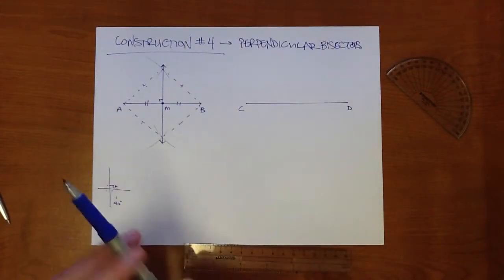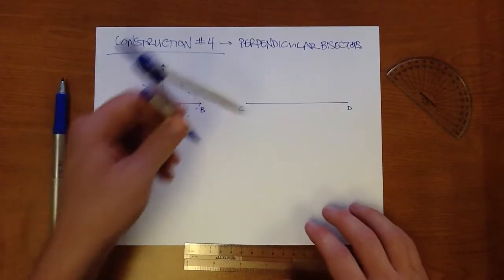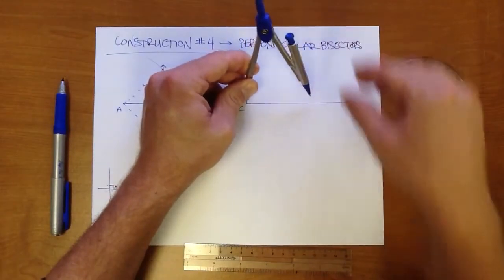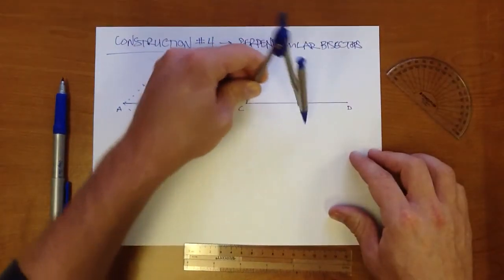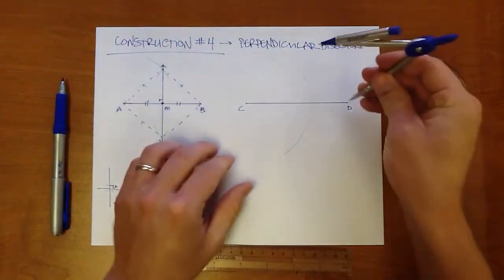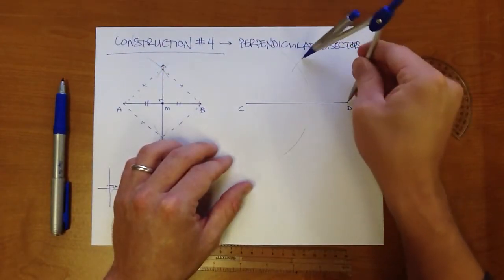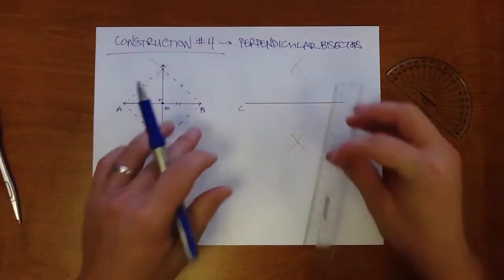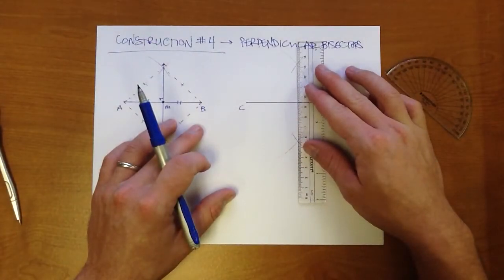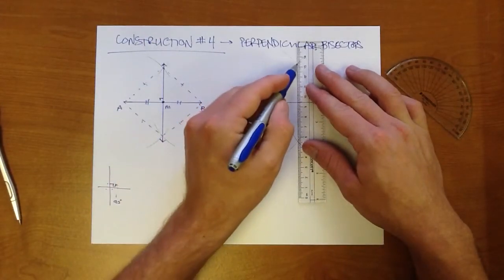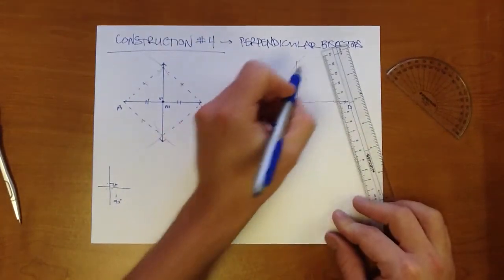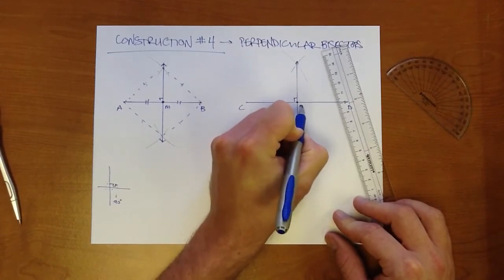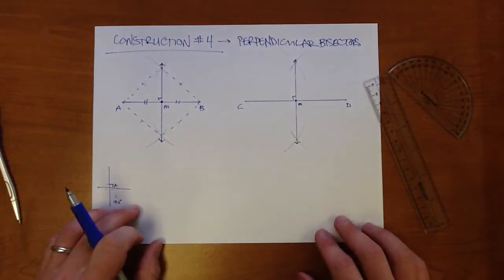So let's do it again real quick. We're going to do it over here on CD. Notice we have a longer segment, so you're going to have to adjust your compass to make sure that your compass length is still over halfway. Draw an arc above, arc below, move over to D, do the same thing at D, arc above, arc below. Now you have two intersection points. Take your straight edge, ruler, or protractor, and draw a straight line through those intersection points. Now we have another perpendicular bisector. This is going to be the midpoint of CD.